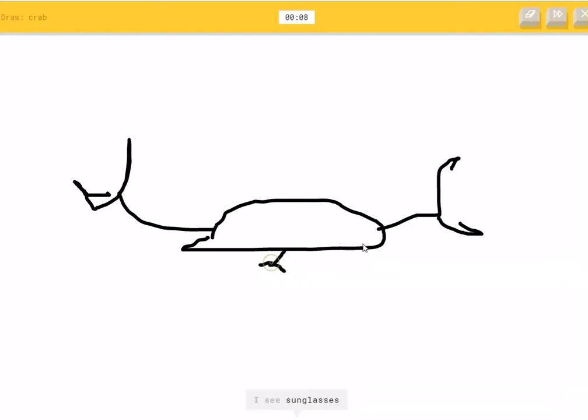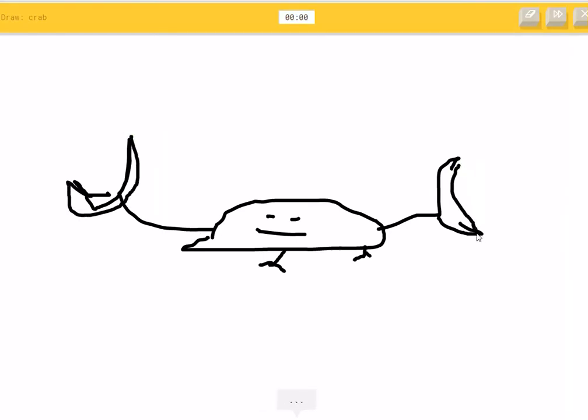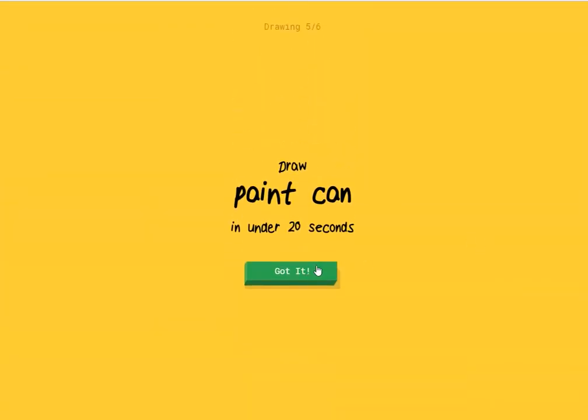I see sunglasses. Or trumpet. Or clarinet. Or lobster. I see grass. Or dog. Sorry, I couldn't guess it.